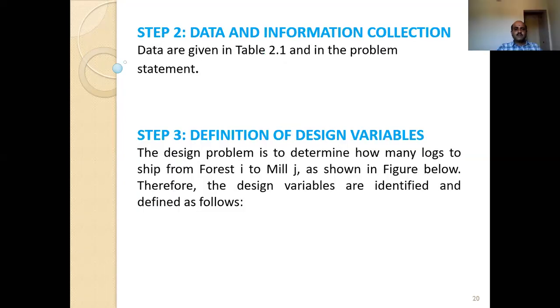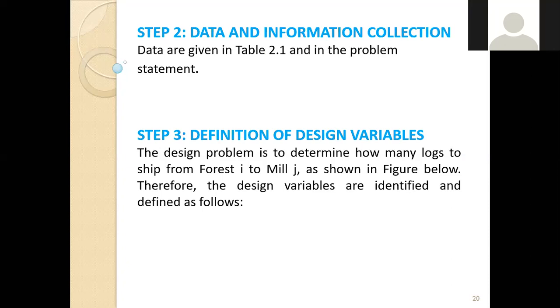So step number 2, data and information collection. Data are given in the table and in the problem statement, so there is no data and information collection over here. Step number 3 is definition of design variables. The design problem is to determine how many logs to ship from the forest I to the mill J, as shown in the figure below. Therefore, the design variables are identified and defined.